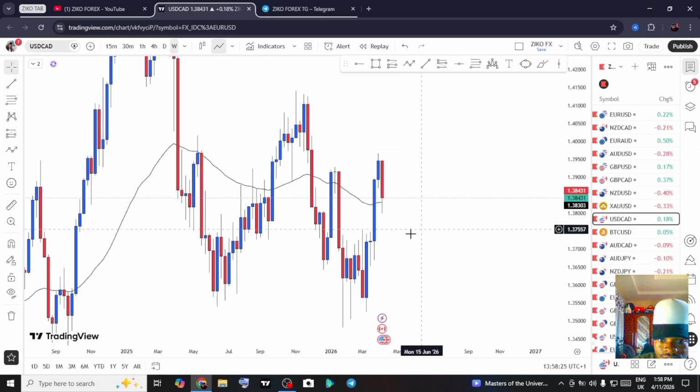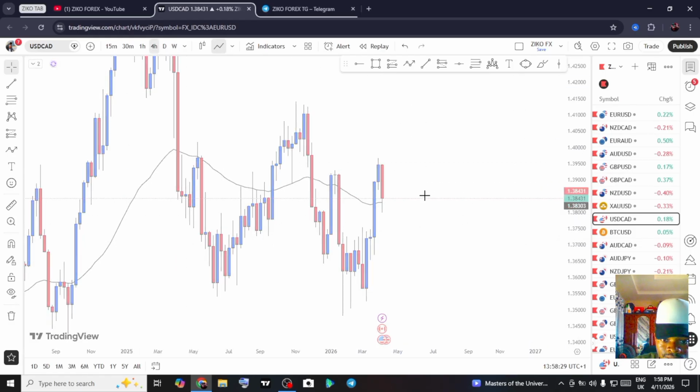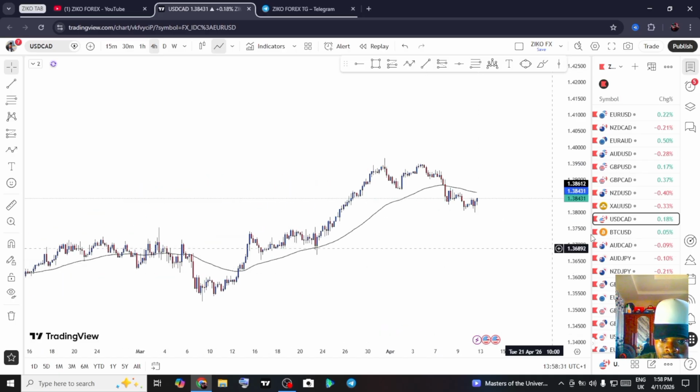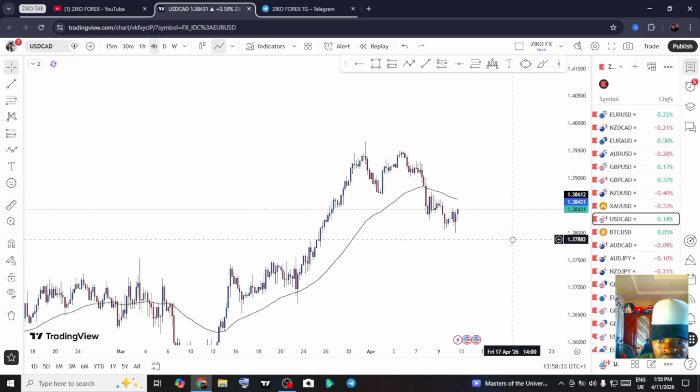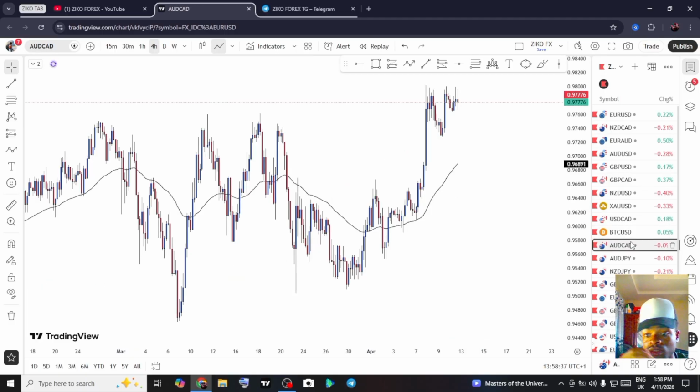Weekly time frame, market is bullish. 4-hour time frame, I'm not interested in USD CAD. AUD CAD.